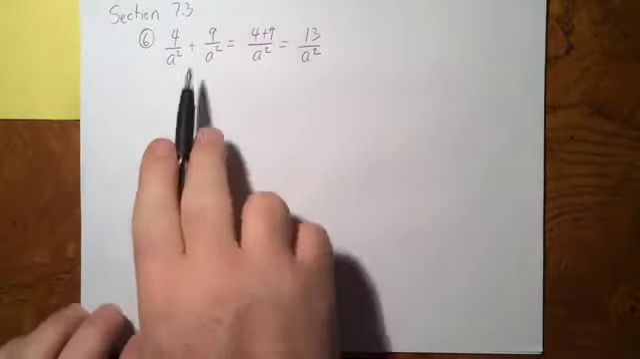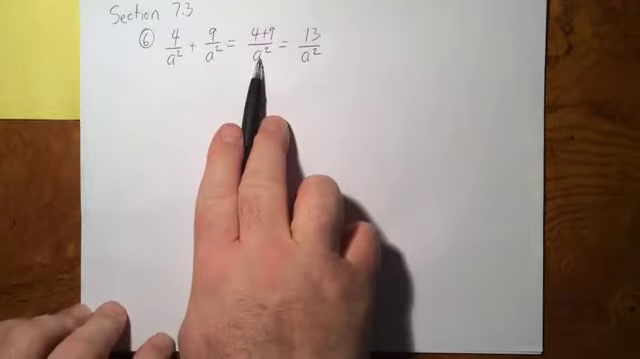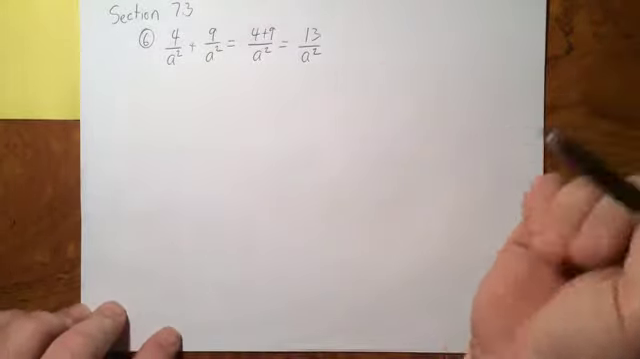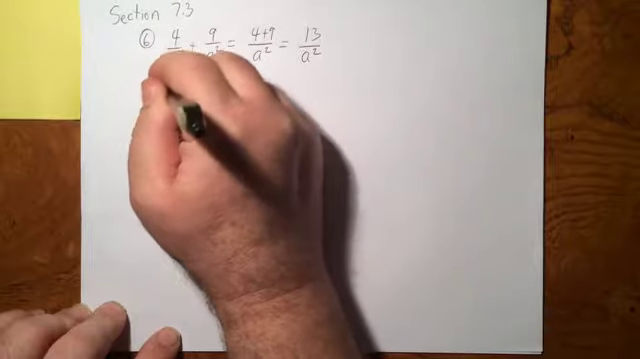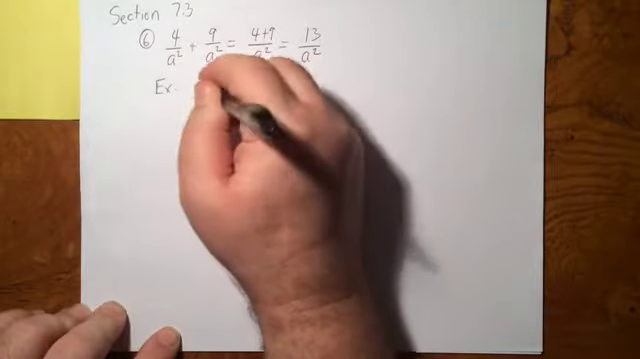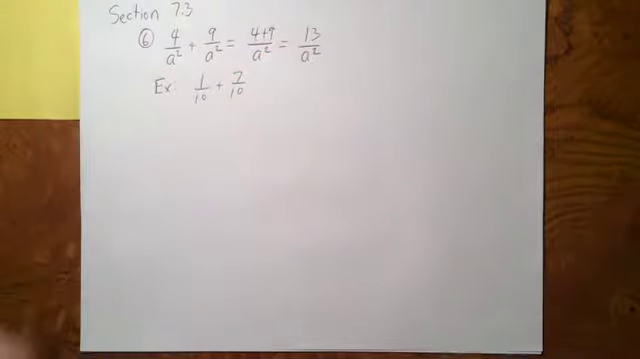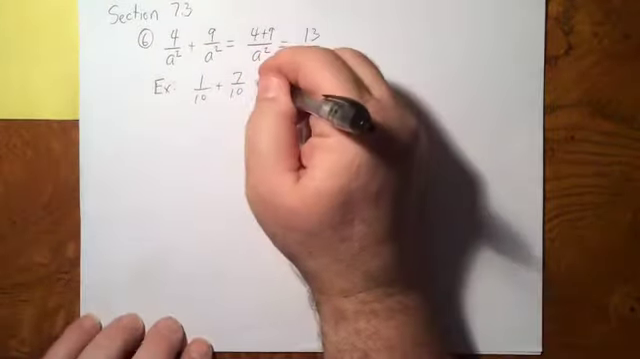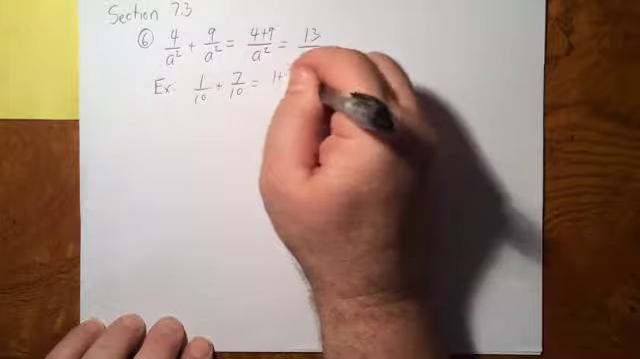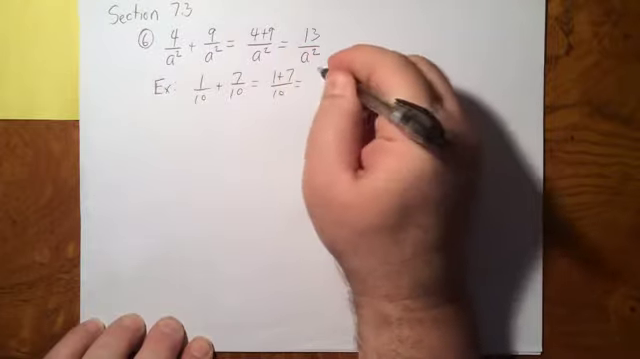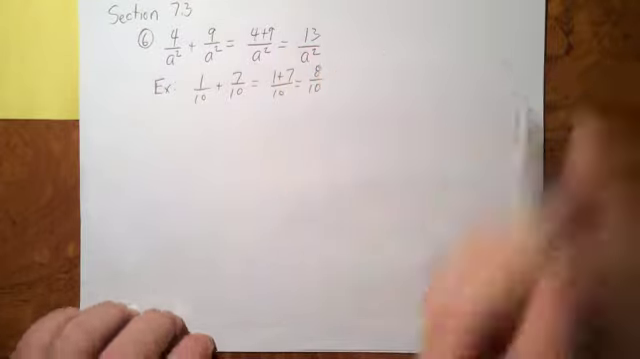In case you're wondering why we're able to write this over the same number, let me illustrate with a simpler example. If I were to have 1 over 10 plus 7 over 10, I would be able to write that as 1 plus 7 over 10. I can make that 8 over 10.